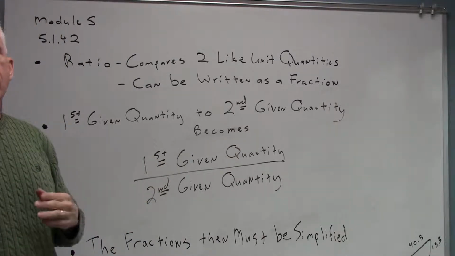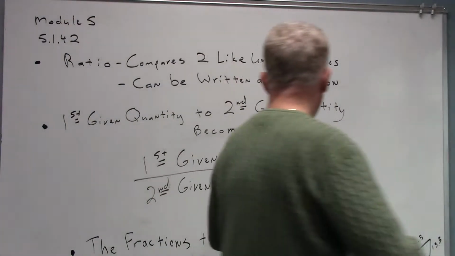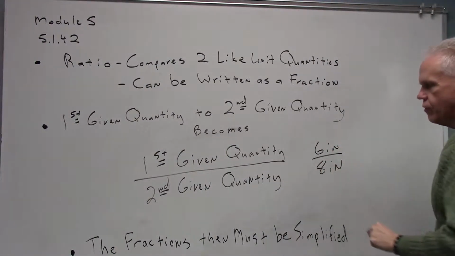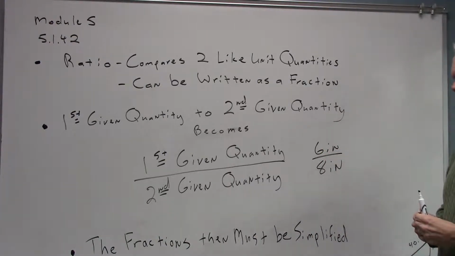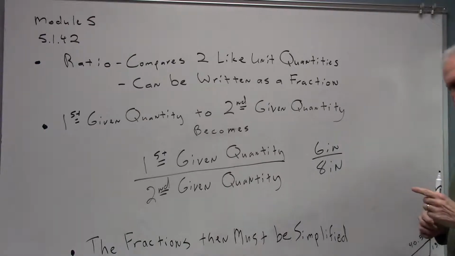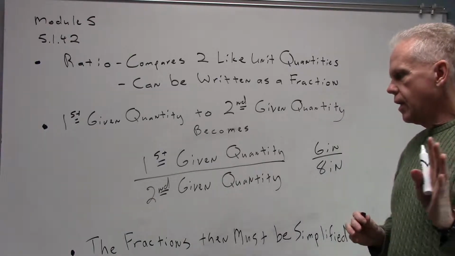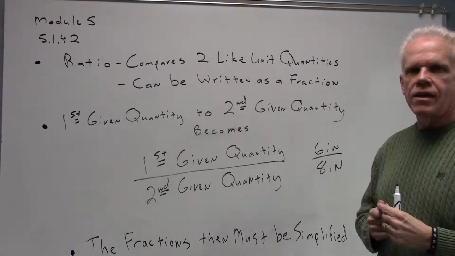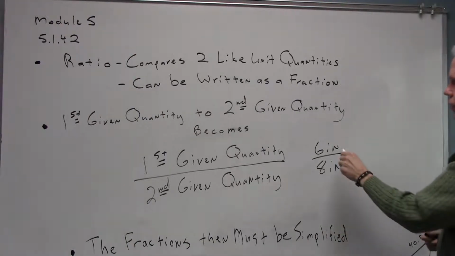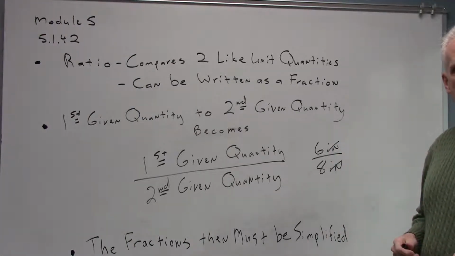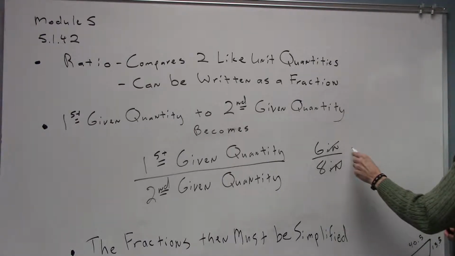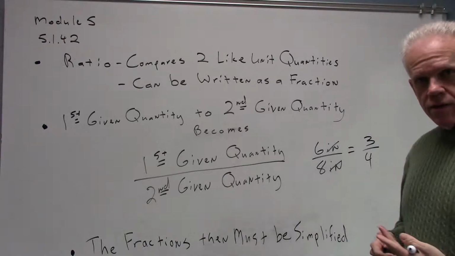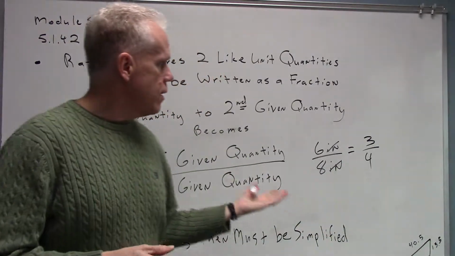So when I said a minute ago the ratio of 6 inches to 8 inches, we would write 6 inches over 8 inches. That gives us a sense of what a ratio looks like. Now, the most difficult piece in dealing with ratios, quite honestly, is that the fractions must be simplified. This one, 6 inches to 8 inches, is pretty easy to simplify. Because they're like units, the units cancel, and the fraction reduces down to 3/4.